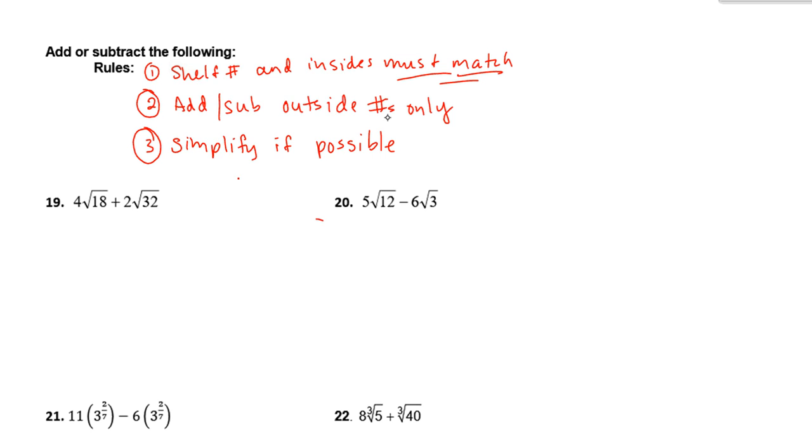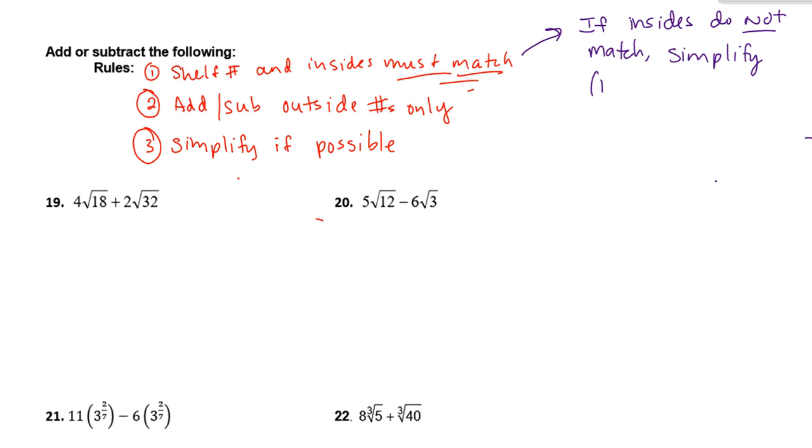Now, what if in the beginning they do not match? If the insides don't match, then you're just going to break it out, see if you can break somebody out of jail until they do match. So you're going to simplify, which I mean break out, to see if they do match.